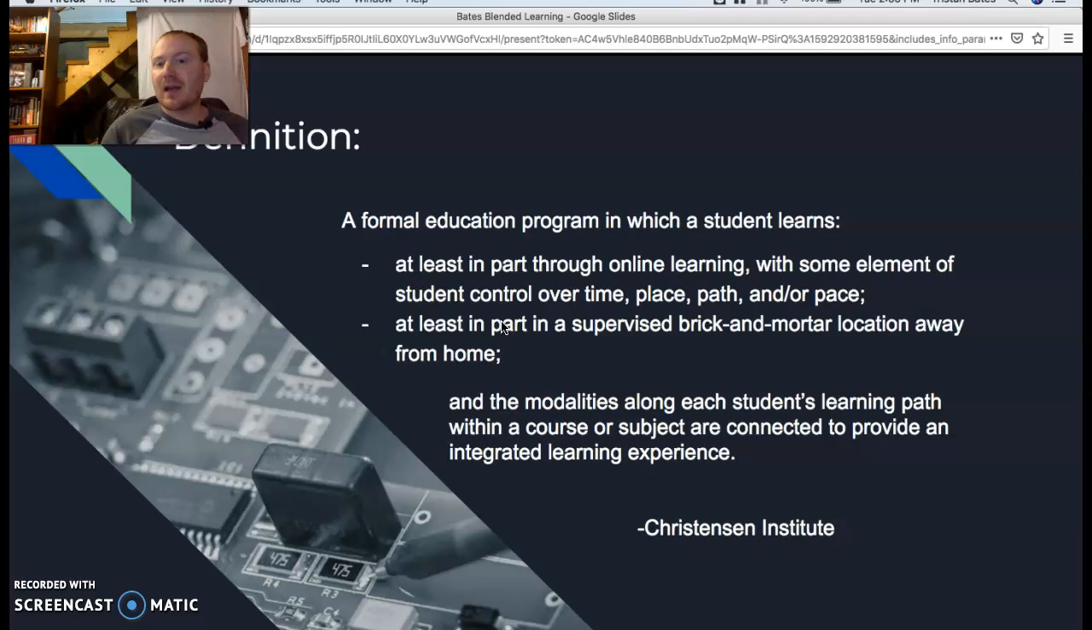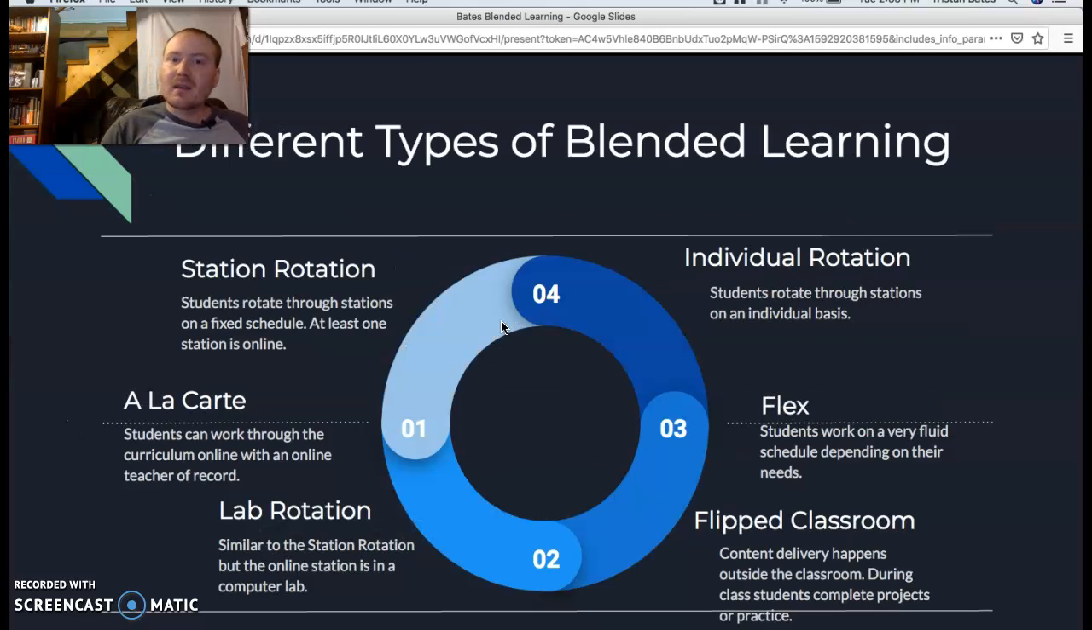And as you can see, the modalities along each student's learning path within a course or subject are connected to provide an integrated learning experience. So it's not just using an online program and then having a lecture and going on from there. The things have to really blend together and they have to work with each other and support each other and support the student learning. So there are a bunch of different types of blended learning, as we saw this week.